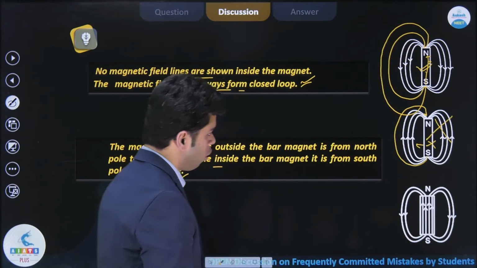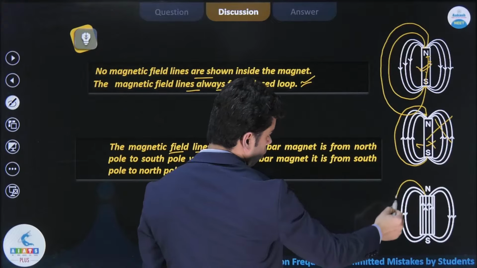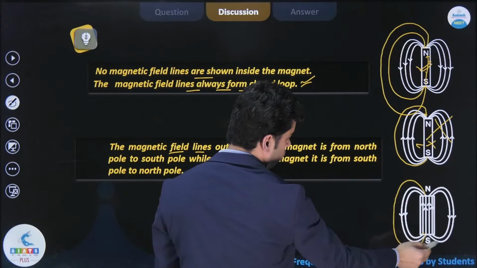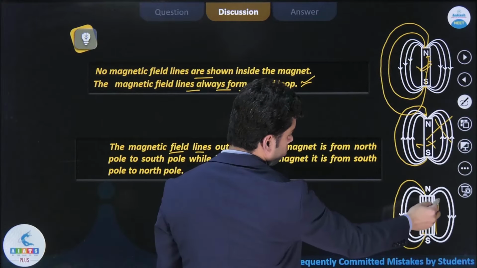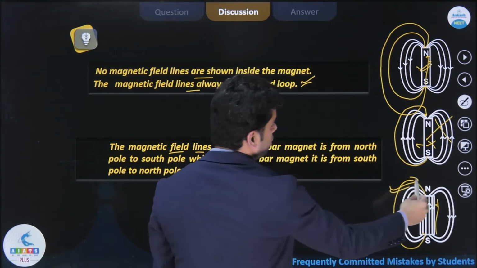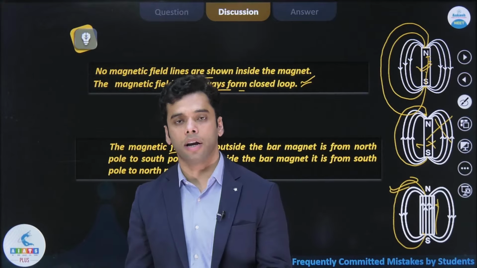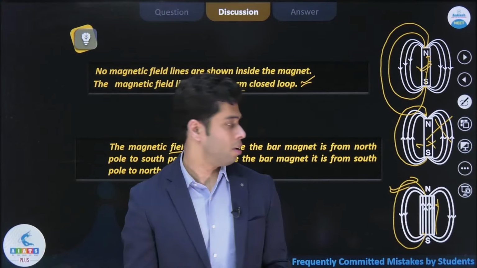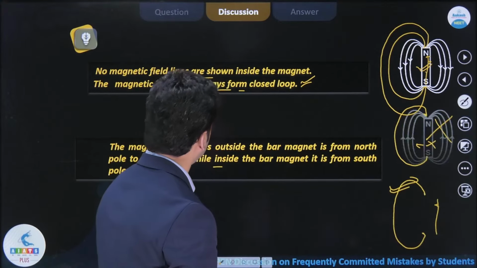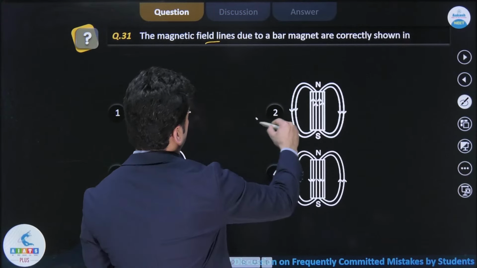And this is one of the options. It says that the magnetic field lines outside the bar magnet are from the north pole and they are entering the south pole, and within the magnet it is from south pole to north pole. So this one seems correct, because it is giving us all the correct properties of the field lines associated with the bar magnet. So we have to look for this option. So I guess this is the correct answer.